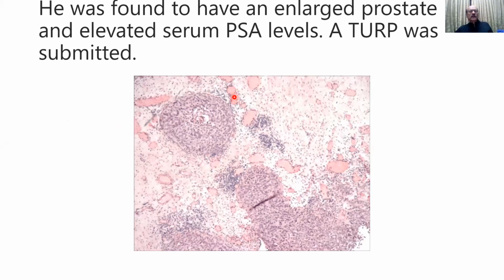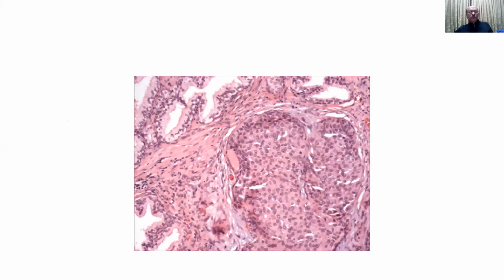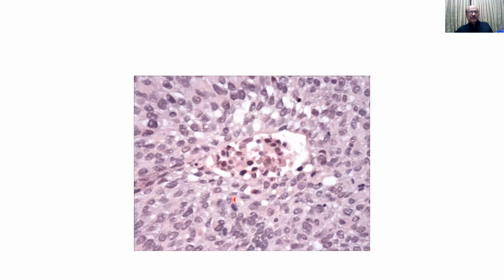This is another case, elevated PSA level. It shows mostly urothelial-like cells. The gland lumens are filled up with urothelial-like cells. These are urothelium-like cells.